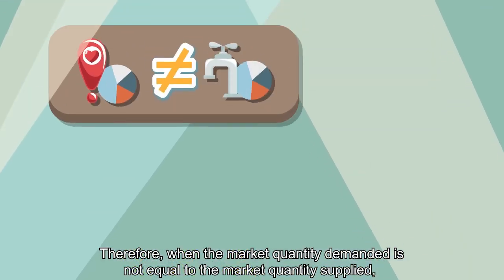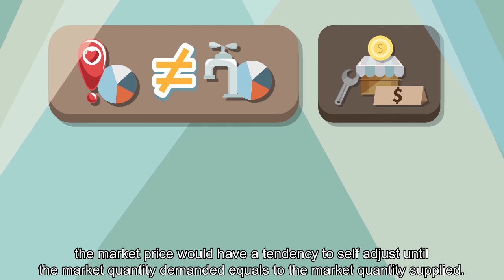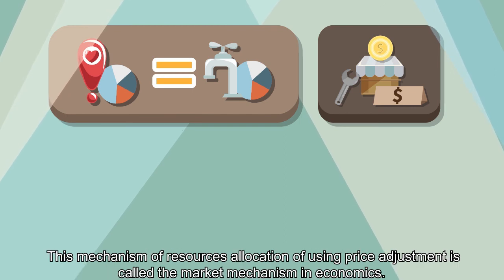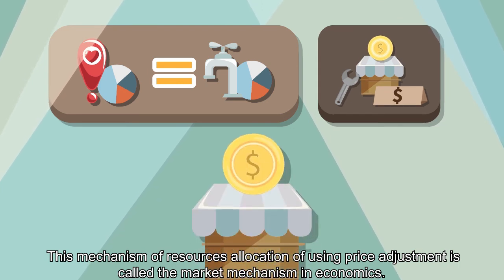Therefore, when the market quantity demanded is not equal to the market quantity supplied, the market price would have a tendency to self-adjust until the market quantity demanded equals the market quantity supplied. This mechanism of resource allocation, of using price adjustment, is called the market mechanism in economics.